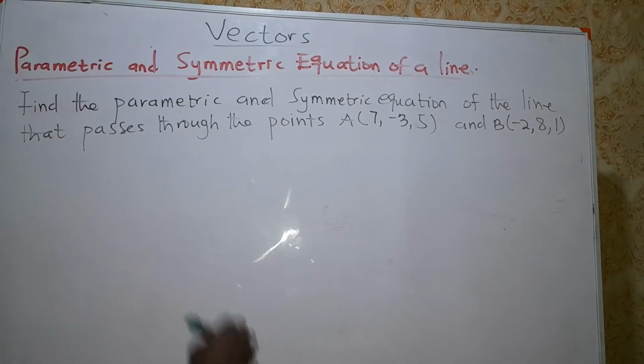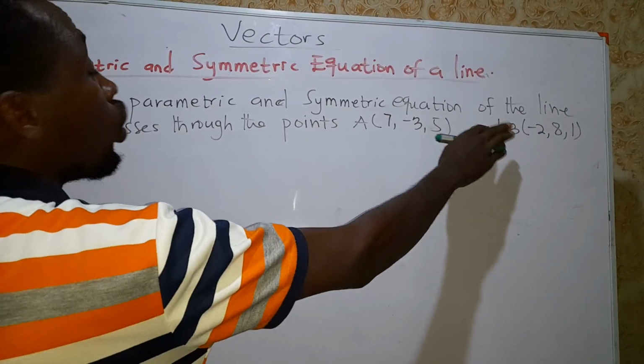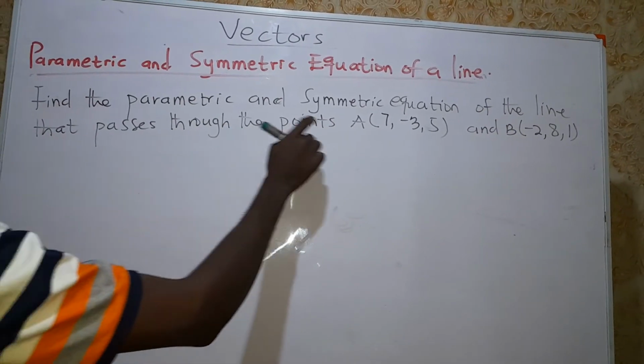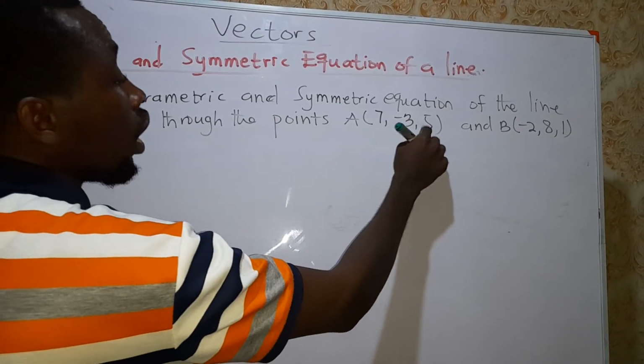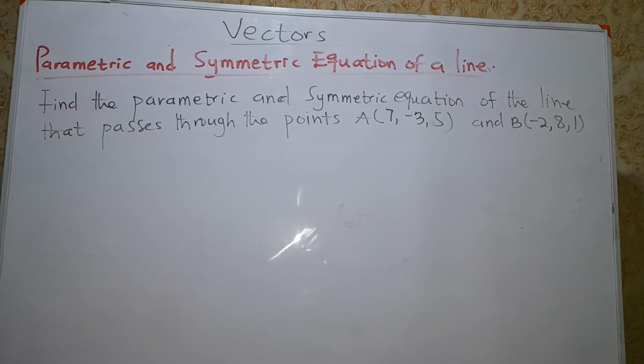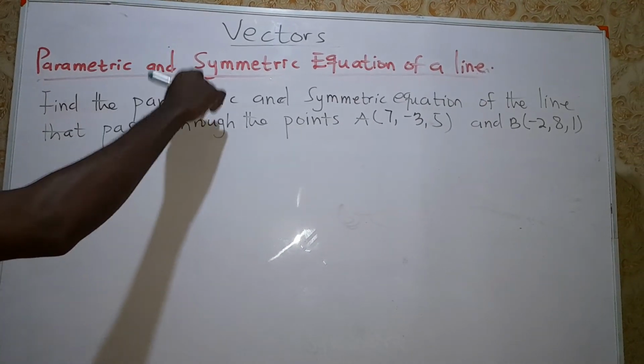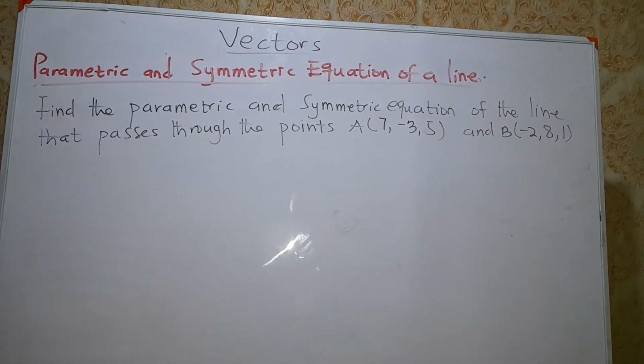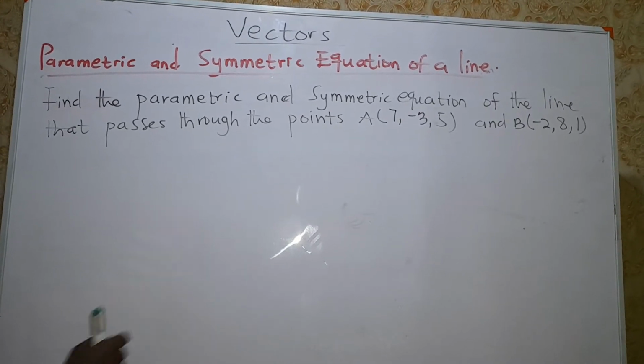So the last question says, find the parametric and the symmetric equation of the line that passes through the points A (7, -3, 5) and B (-2, 8, 1). So how do we do that? Before you can find the parametric equation of a line, you need its vector equation. So very, very important. Let's find it.